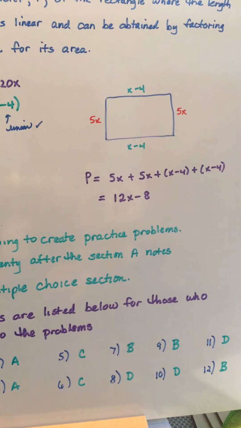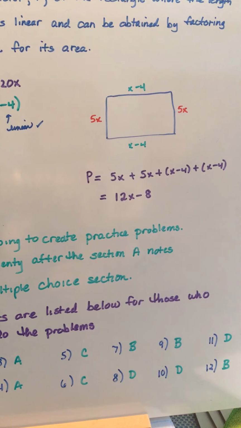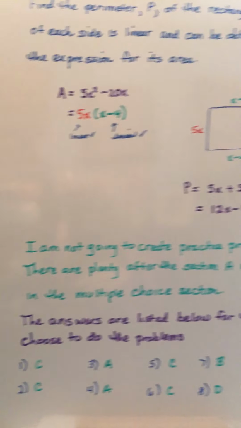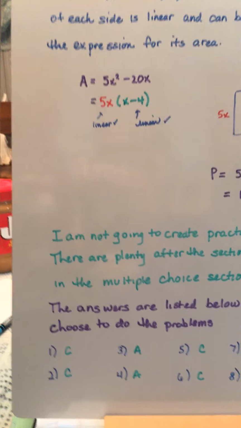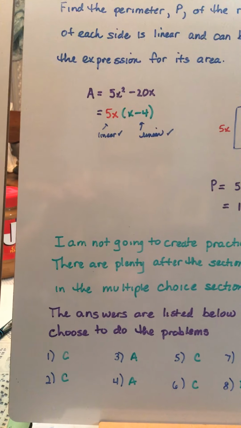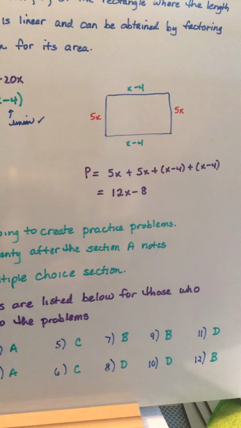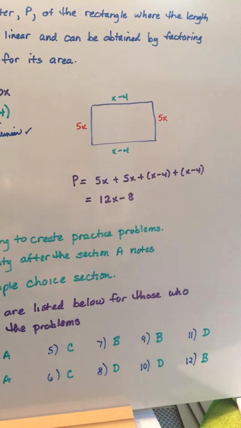I set up my rectangle. You don't have to show the work. You just have to be able to realize that I take these factors and add them and double them, or I write them each twice. And so I end up with 12x minus 8.